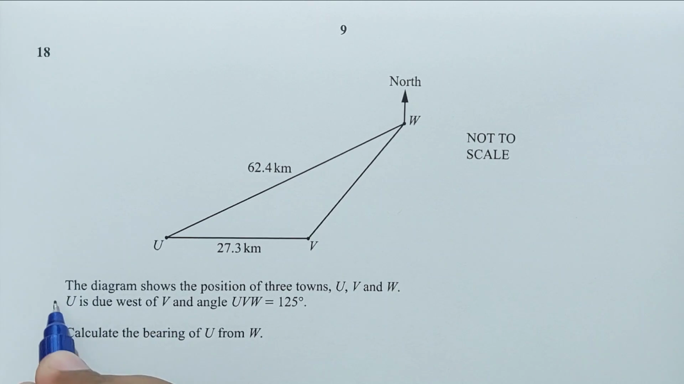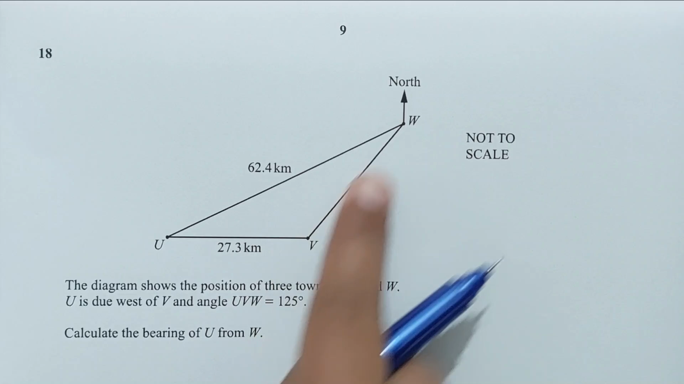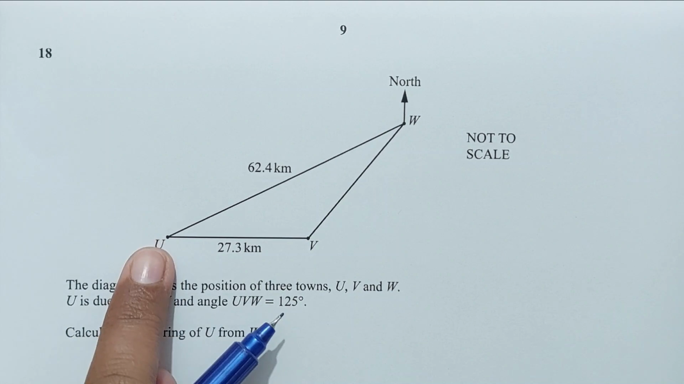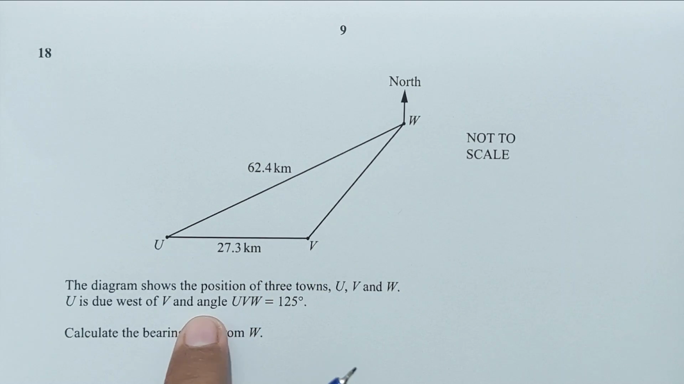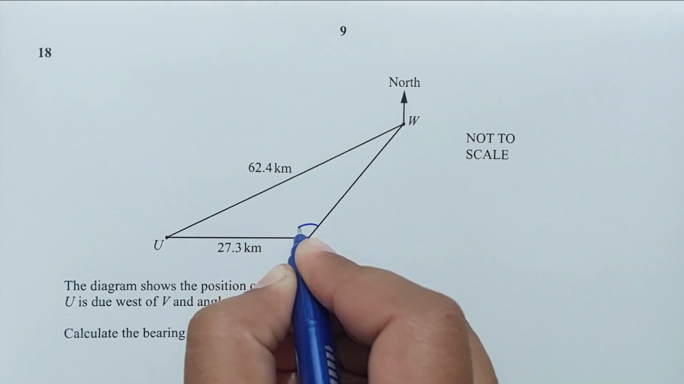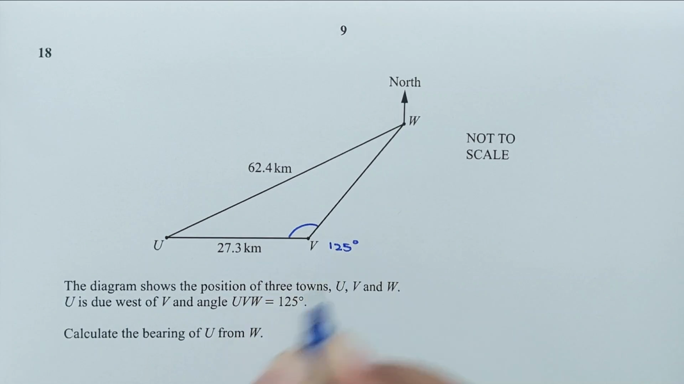Question number 18, the diagram shows the position of 3 towns U, V and W. U is due west of V, right? And angle UVW is 125. U, V and W. This angle is 125 degrees, right?